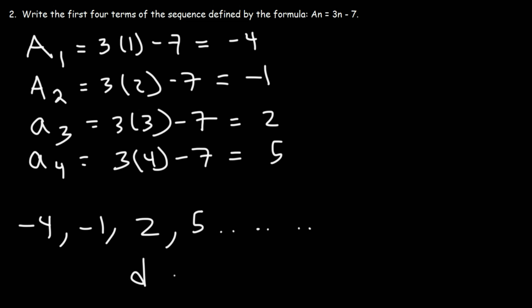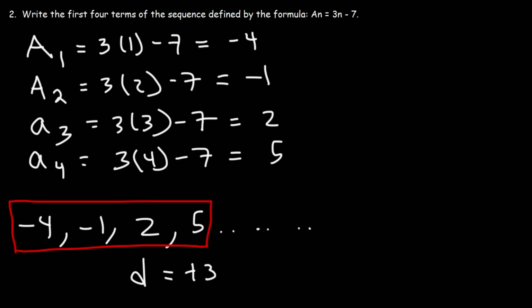So the common difference in this problem is positive 3. Going from negative 1 to 2, if you add 3, you'll get 2. And then 2 plus 3 is 5. But this is the answer for the problem. So those are the first 4 terms of the sequence.